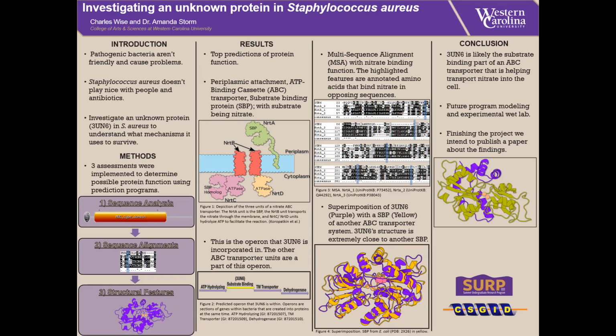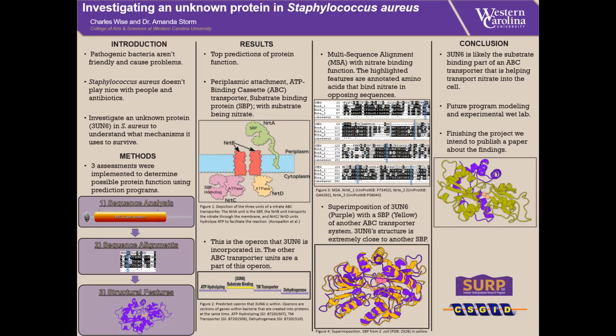Hello everyone. All over the world, pathogenic bacteria disrupt life and cause multitudes of diseases through their use of specialized proteins. Hello, my name is Charles Wise, and along with Dr. Amanda Storm, we are investigating an unknown protein found in Staphylococcus aureus. Staphylococcus aureus is a pathogenic bacteria that infects millions each year and is normally known for its ability to develop drug resistance.